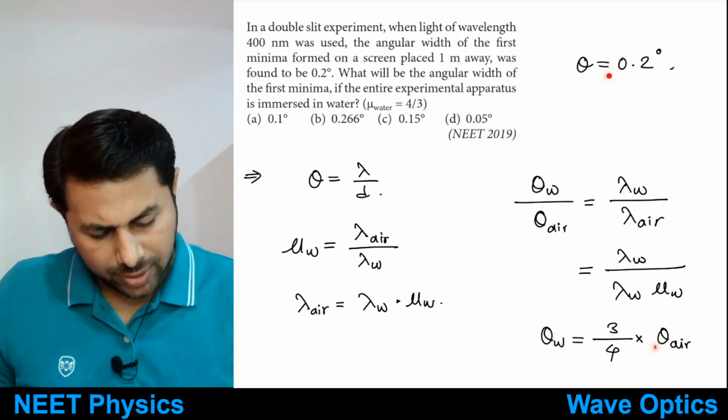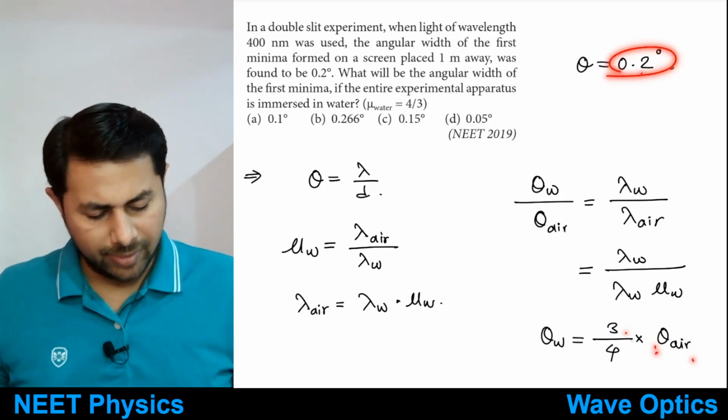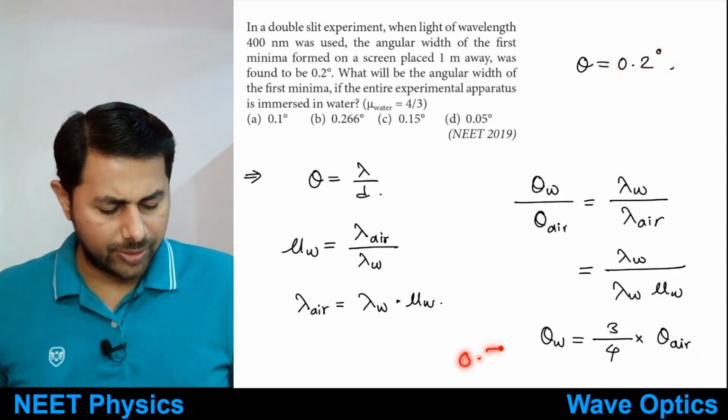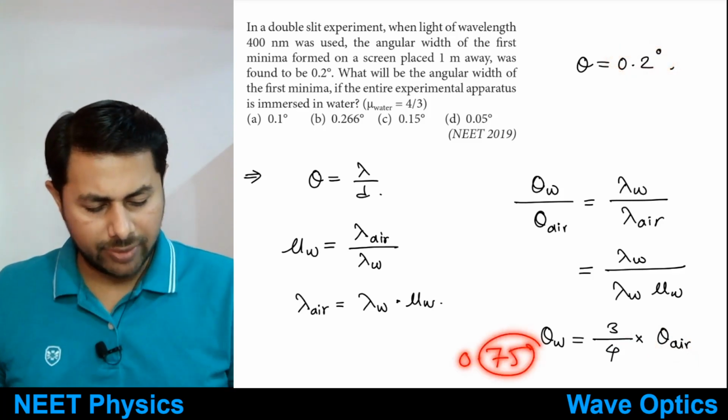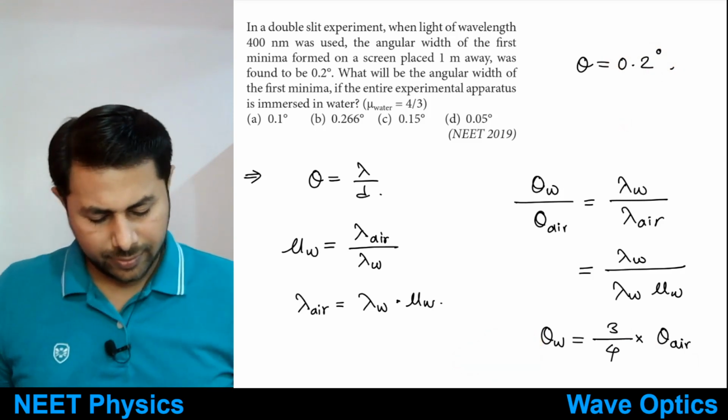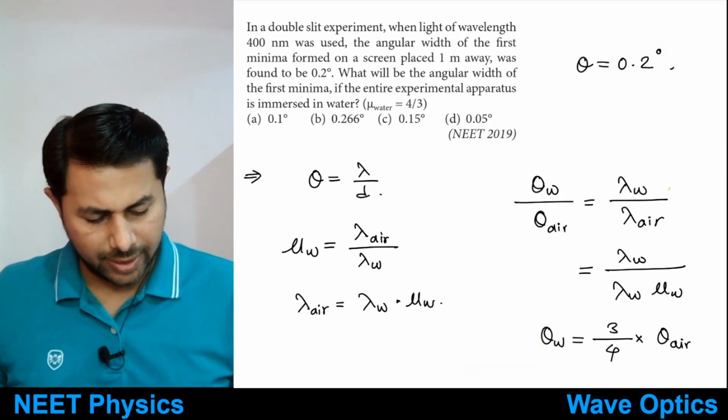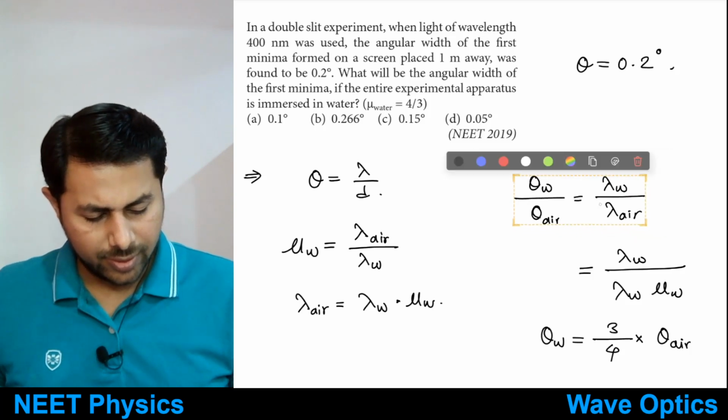So what is theta? 0.2. 0.2 multiplied by 3/4. 3/4 is 0.75. 0.75 times 0.2 is 0.15. Right, so the answer would be 0.15.